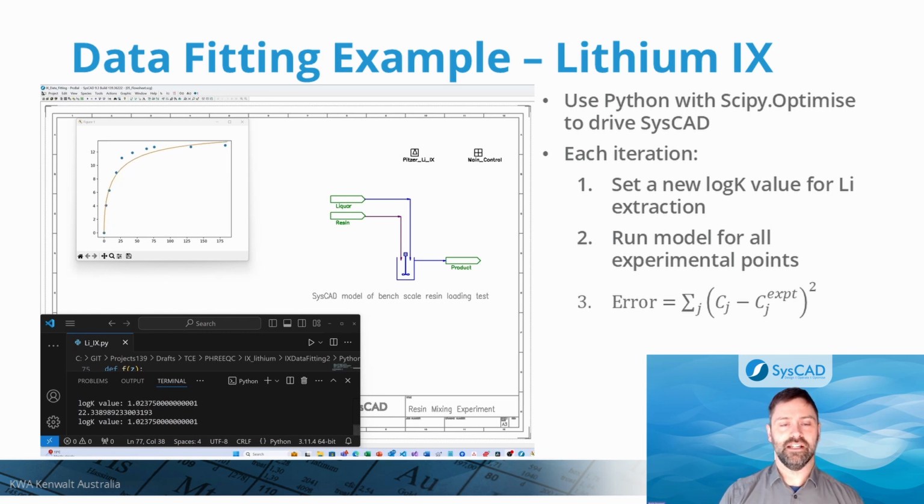In this slide, an example of the fitting process is shown. This is actually for lithium ion exchange, but the fitting process employed is identical. The equilibrium constant of the reaction being fitted is adjusted until the calculated isotherm best matches the experimentally determined isotherm. This can be done using the Python interface for SysCAD. Python, using the SciPy Optimise package, repeatedly runs SysCAD until the correct equilibrium constants are determined for the extraction reactions.